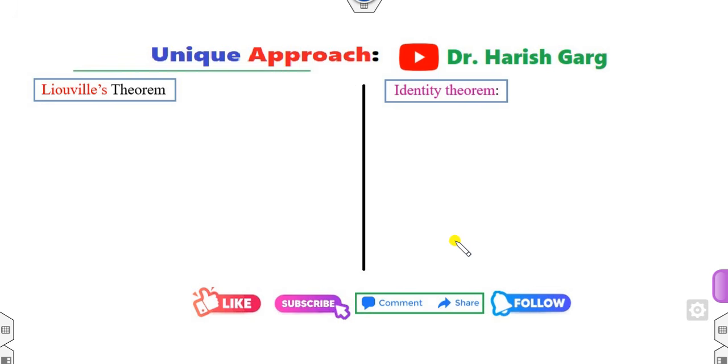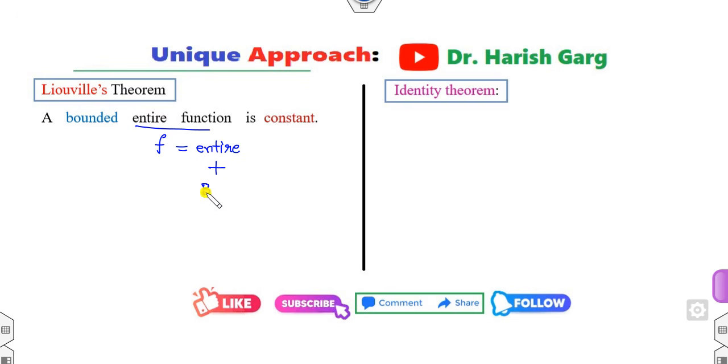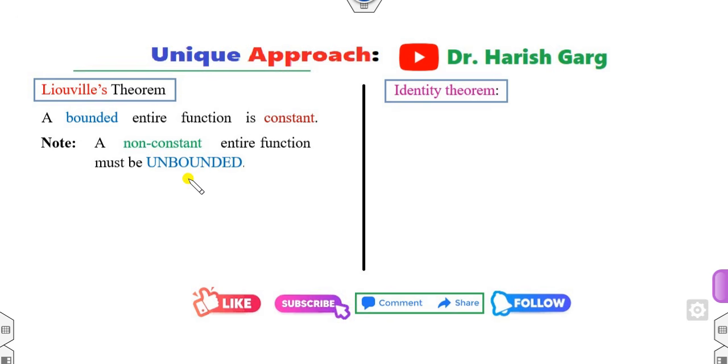Another most important result that we use frequently in complex analysis is Liouville's theorem and the identity theorem. This result is related to when the function is constant. If you have a function f which is entire, or called analytic, and you prove that the function is bounded, then that function is constant. Or you can say a non-constant entire function is unbounded.